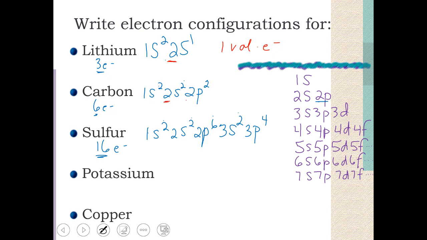Carbon, level 2, is the outermost level. It has a total of 4 valence electrons. In sulfur, the outermost level is level 3. You add them up, it has 6 valence electrons. And you see how the pattern goes.